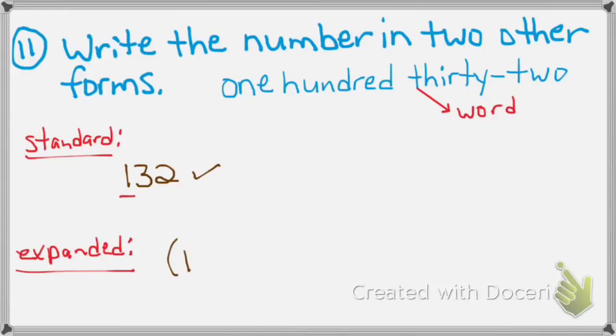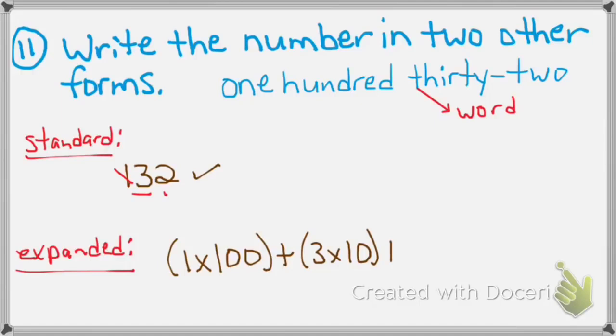First digit is a 1, open parentheses, 1 times, and that 1 is in the hundreds place, so I'll say 1 times 100. Plus, done with the 1. Next digit is the 3, that's in the tens place. So open my parentheses, 3 times 10, close my parentheses with a plus sign. I'm done with the 3. Next digit is a 2 and it's in the ones place, so I'll open parentheses and say 2 times 1, close my parentheses, I am done with my number.